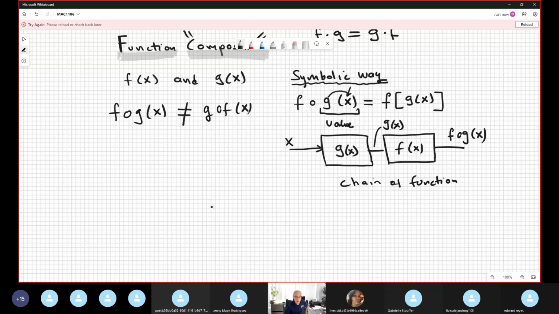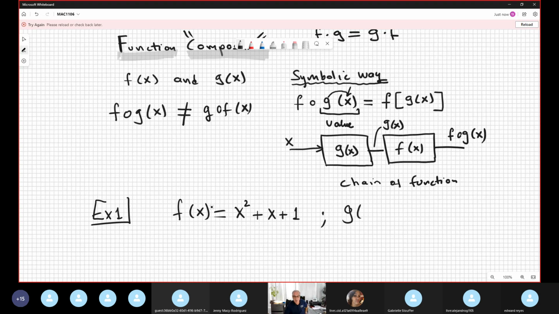Look, example 1 of the composition. Suppose you have two functions: F of x is equal to x squared plus x plus 1, semicolon, g of x is equal to 2x plus 3. I forgot to say something important.